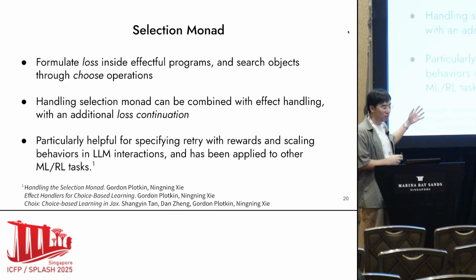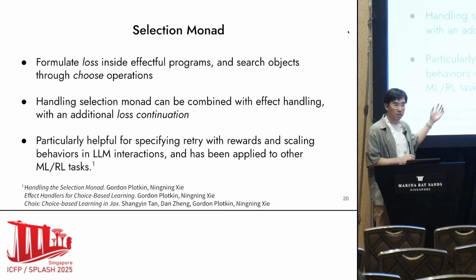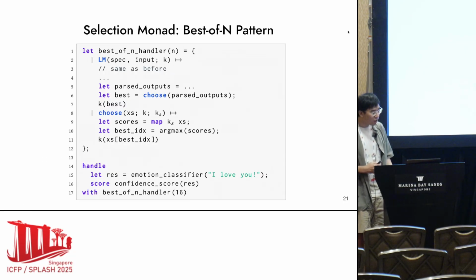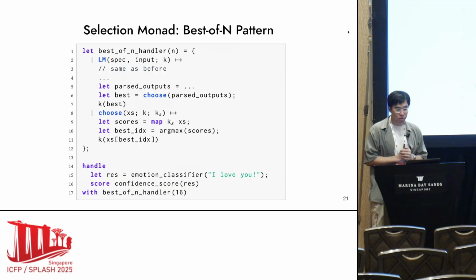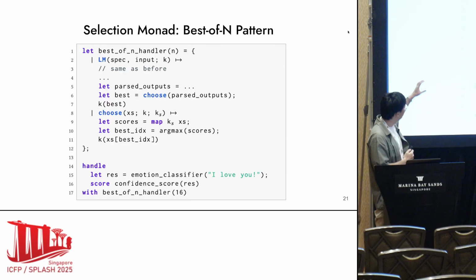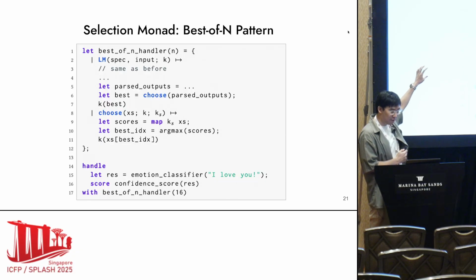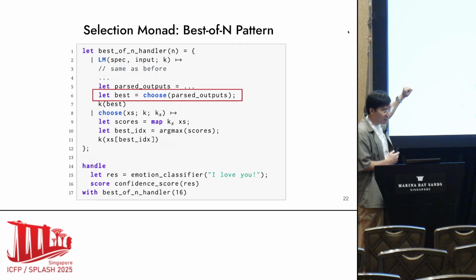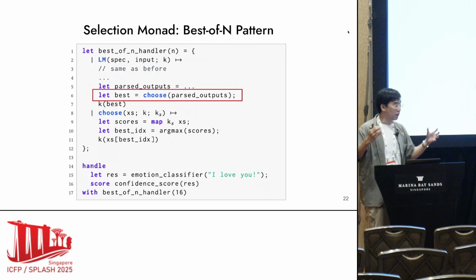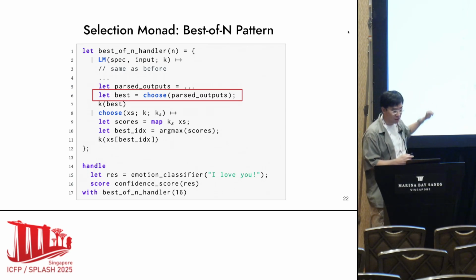And this idea of using selection monads and handlers has been applied to other machine learning or reinforcement learning tasks before. So here we're really just repurposing this for programming language models. Here are some examples. The first one is the best-of-n pattern. Here I have two effects, this LM effect and this choose effect. And inside of this LM effect, I'm calling this choose function. So this choose function or effect will be forwarded to the handler in the second part.